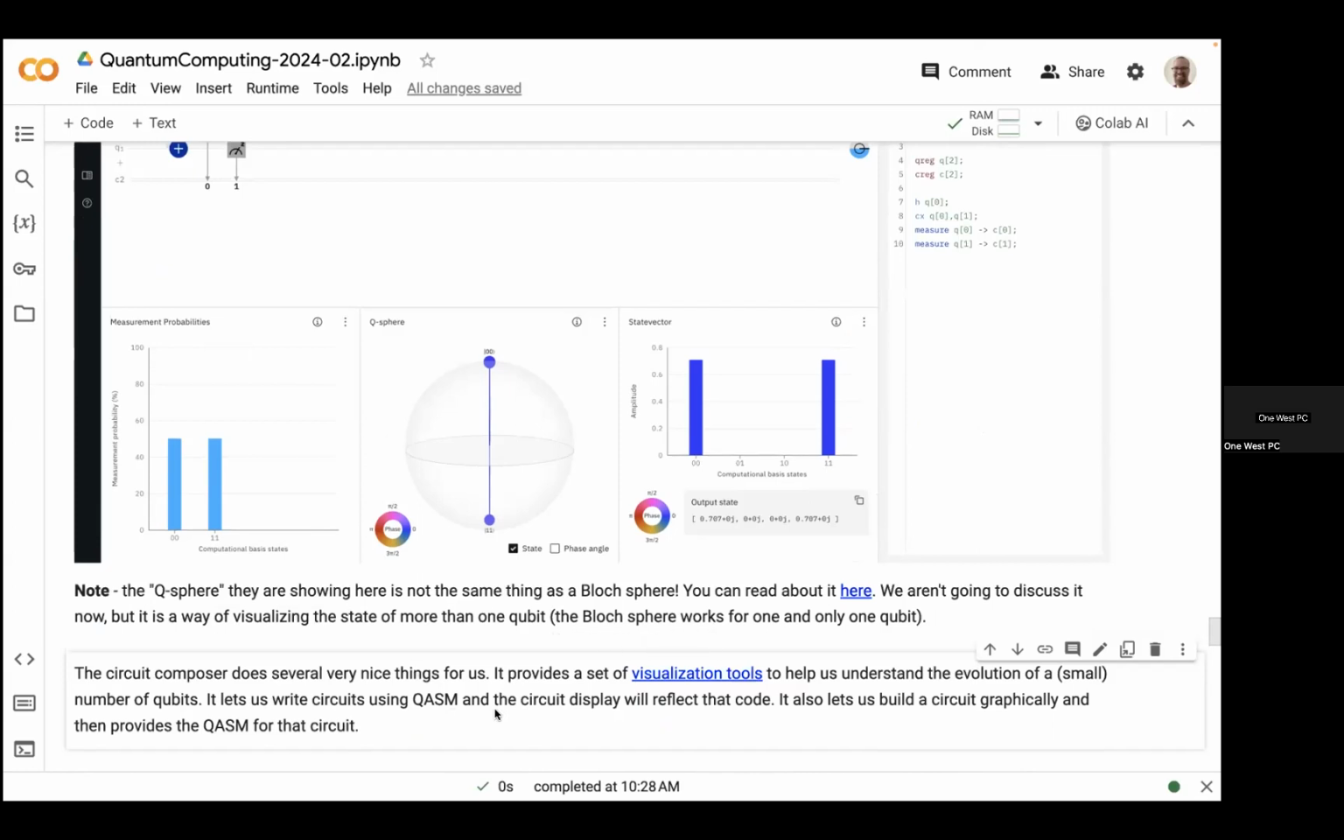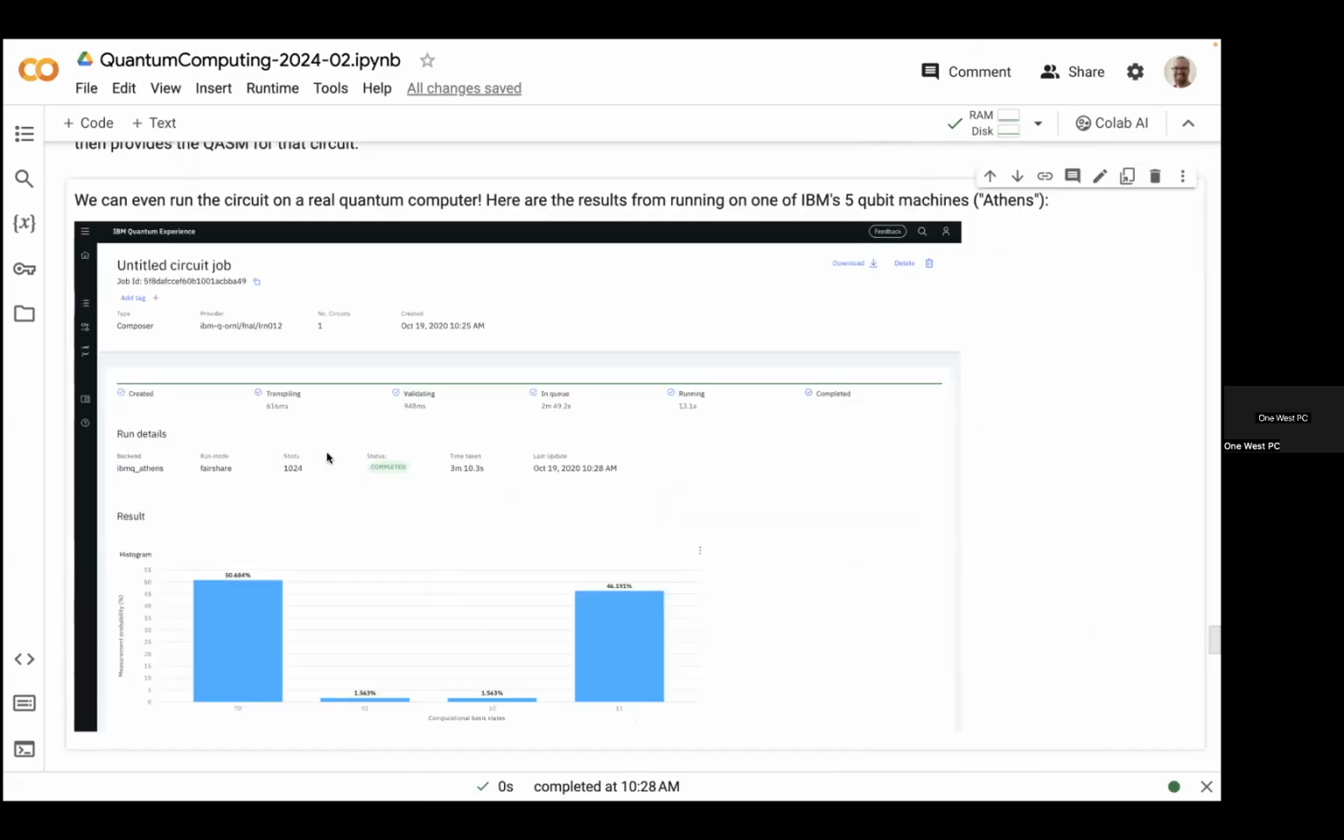Okay, so the circuit composer does a couple of nice things for us. It gives us nice visualization tools for understanding the evolution of a small number of qubits, lets us write QASM, lets us display the QASM for the sheet music style of writing things, right? So it's all very nice. You can even run the circuits on real quantum computers if you want to.